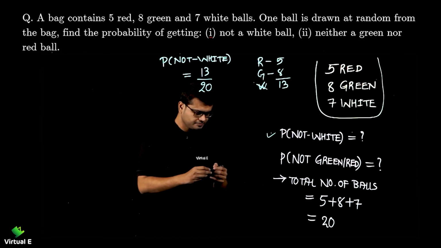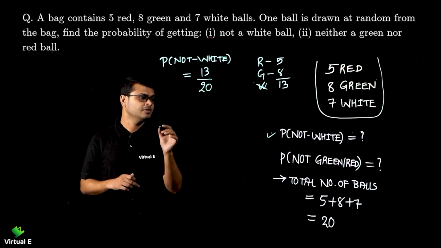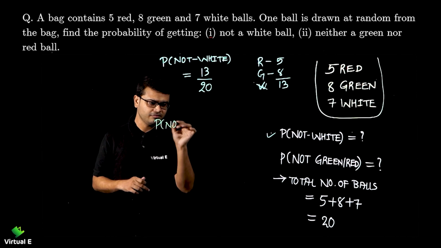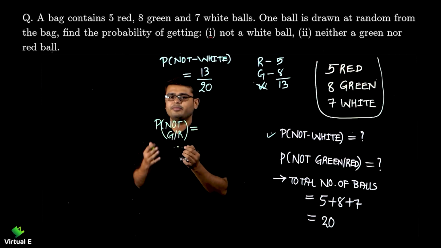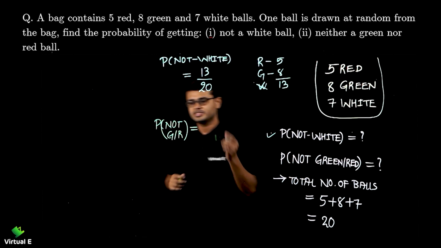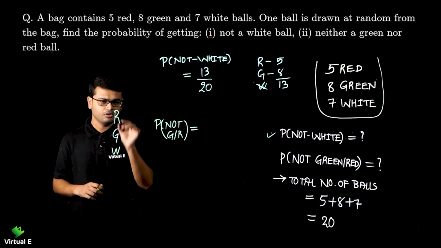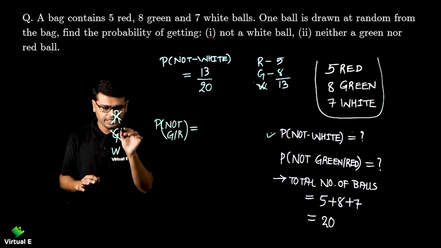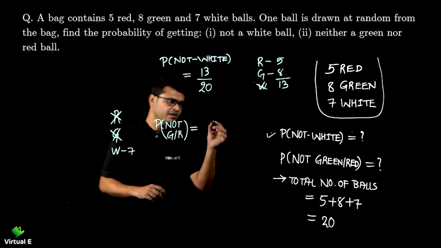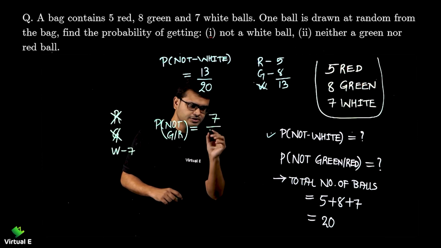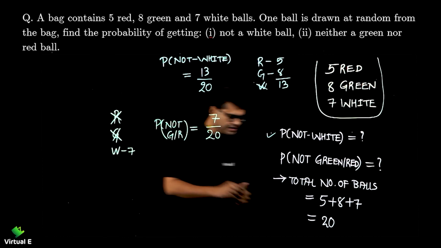First answer is done. Let's move to the second one. We do not want green and red. So probability of not green and red. We don't want green and we don't want red. Simple logic. So let's do the same calculation over here. We have red, we have green, we have white. Red we do not want, green we do not want. So what's left? Only white. That is 7. So favorable outcomes are 7 and total outcomes are 20. So what's my final answer? 7 over 20. Very simple.